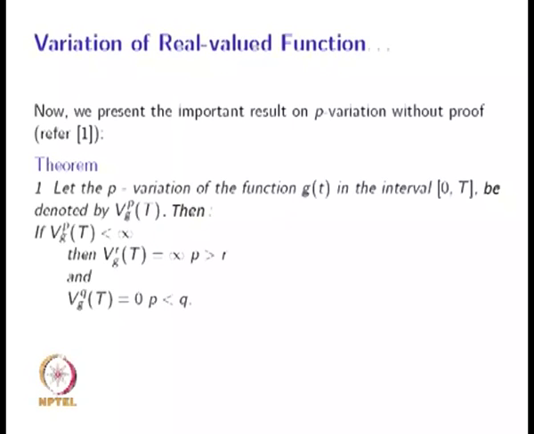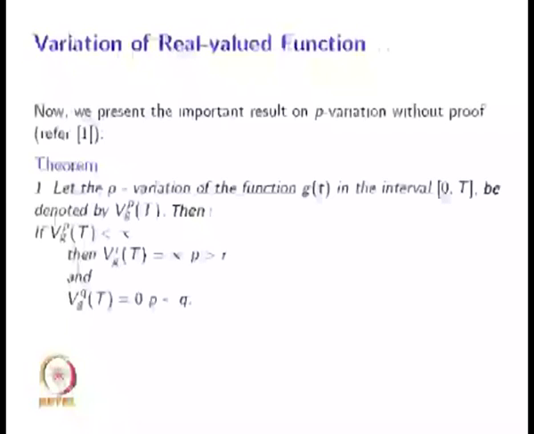Now we present an important result on p variation, without proof, as a theorem. Theorem 1: let the p variation of the function g(t) in the interval 0 to capital T, where T is a positive real number, be denoted by V_g^p(T). If the pth order variation is finite, then all the earlier order variations are going to be infinite, and all the further order qth order variations, beyond p, will be 0.